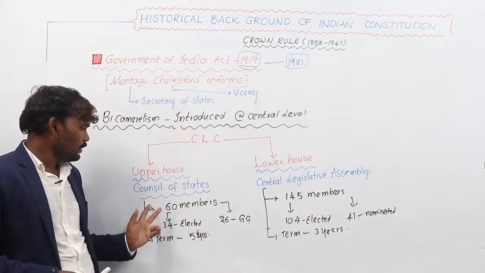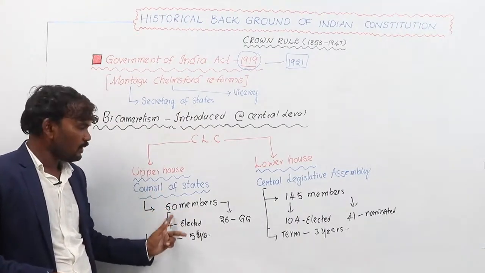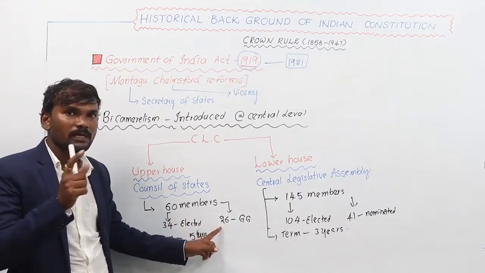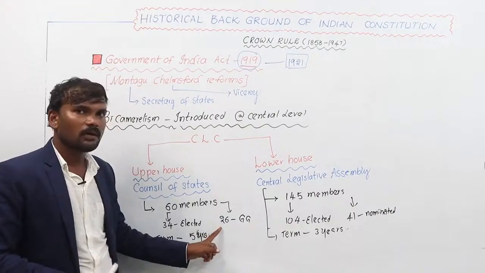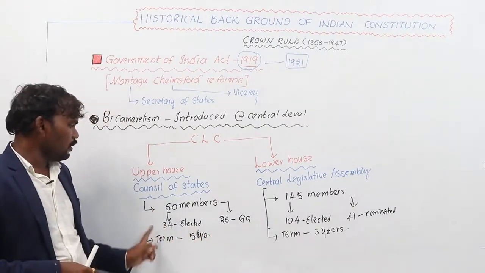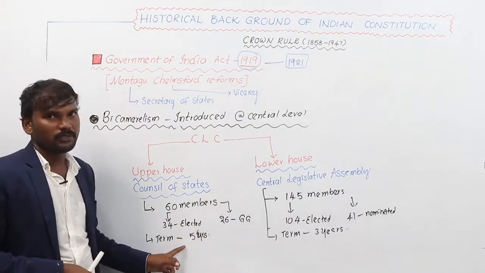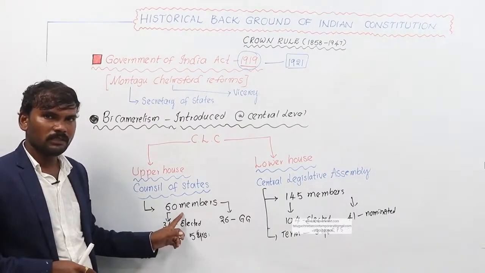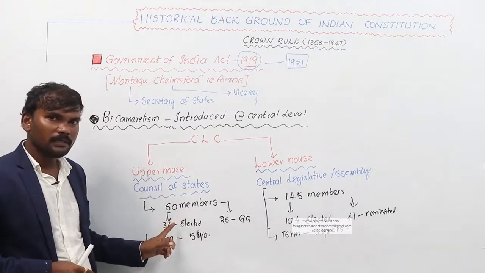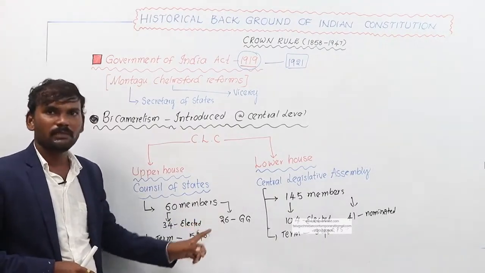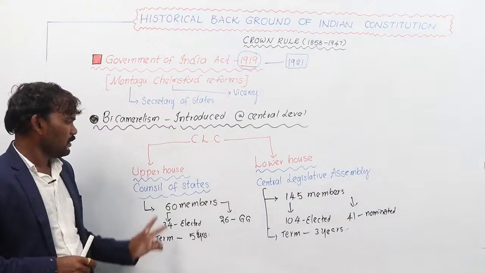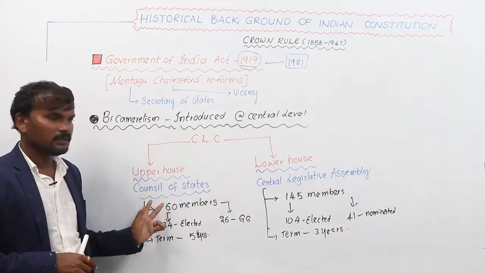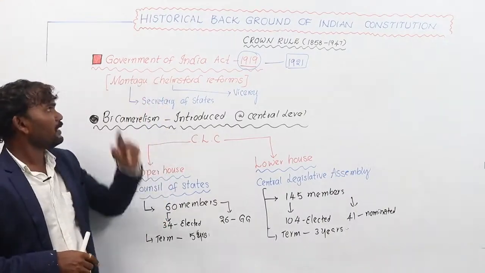Council of States consisted of 60 members. Of these 60 members, 34 members were elected. The remaining 26 members were nominated or appointed by the Governor General. The term of these 60 members was 5 years. Today it is Rajya Sabha, consisting of 245 members. Of 245 members, 233 are elected and the remaining 12 are nominated by the President of India. Rajya Sabha, previously the Council of States, was introduced in the 1919 Act.